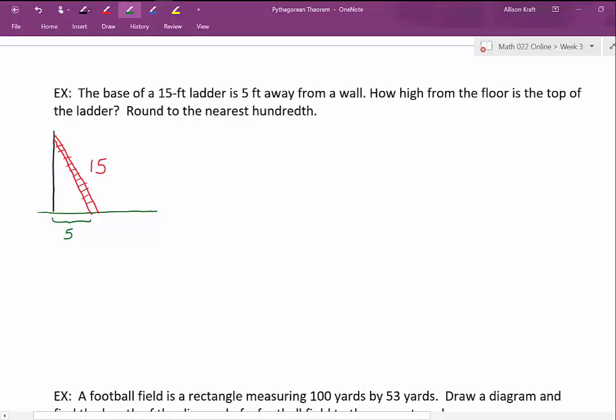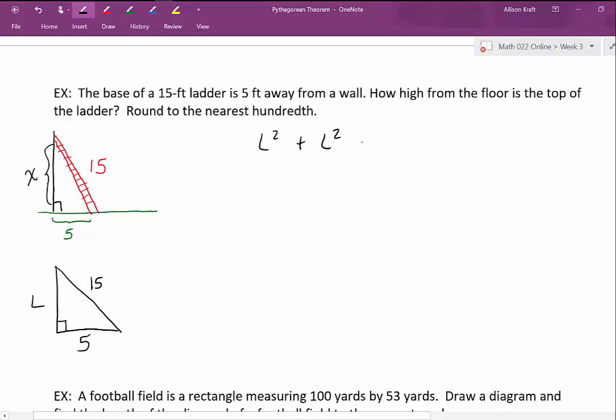This distance is 5. We're assuming that the wall and the floor form a 90-degree angle. And I want to find out how high from the floor to the top of the ladder, what this distance is right here. This is my unknown. So essentially, I have a right triangle with a hypotenuse of 15, one leg of 5, and one unknown leg. We'll use the Pythagorean theorem to solve.